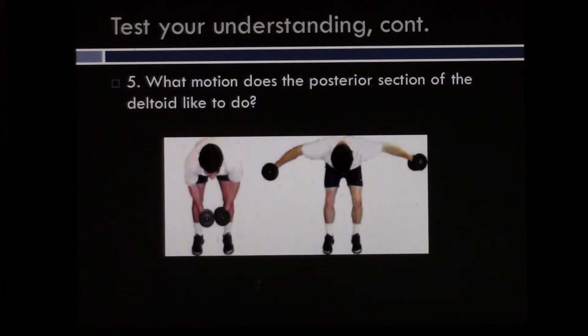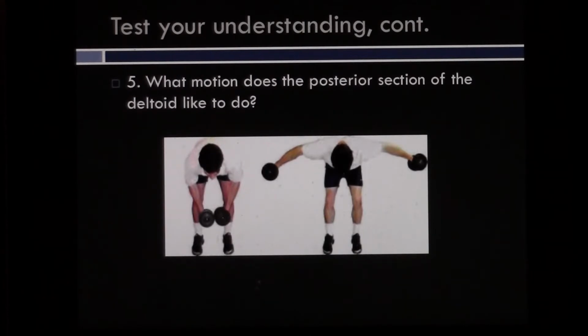So this is the exact picture. Of course, this guy, if you're not familiar, is doing reverse flies. And this is the exact picture that I used to talk about horizontal abduction, right? So you remember this? So basically moving away from the midline of the body in that transverse plane.